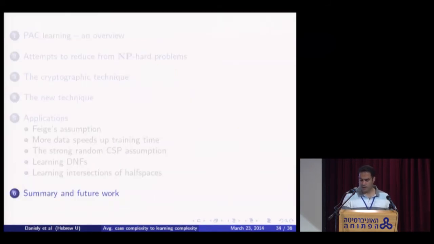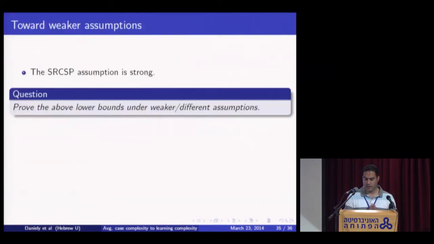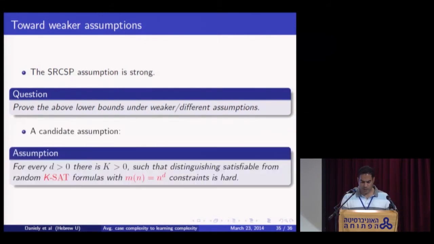Okay, so let's summarize and describe what we plan to do next. So we show a new technique to prove lower bounds on learning problems. And I think there is much to do about the basics of these techniques and about applications of these techniques. So maybe the most important problem comes from the fact that the assumption we made is strong, and we want to prove the lower bounds I presented here based on weaker or simply different assumptions.